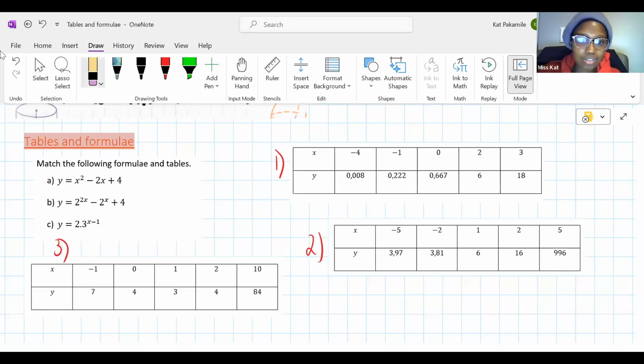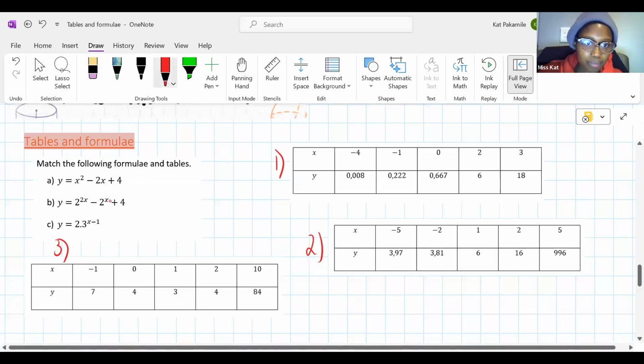Sia looks like they have an answer for me. Yes, Sia. I checked multiple times and I think A is B. A is number 3, ma'am. A is number 3. Let's check. Okay? So you say A is number 3.